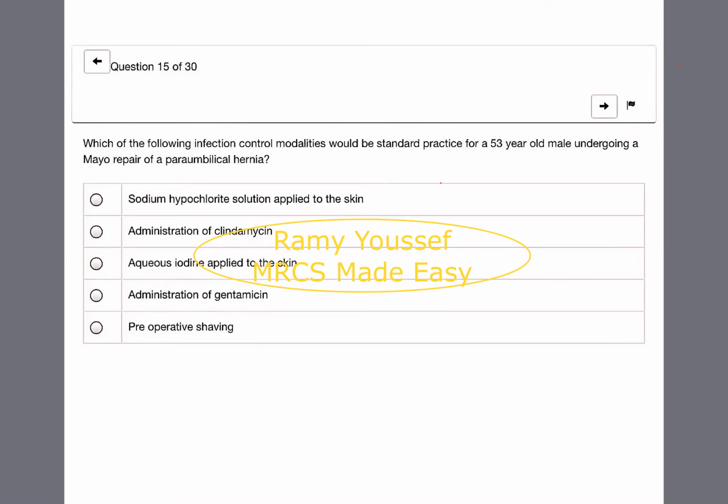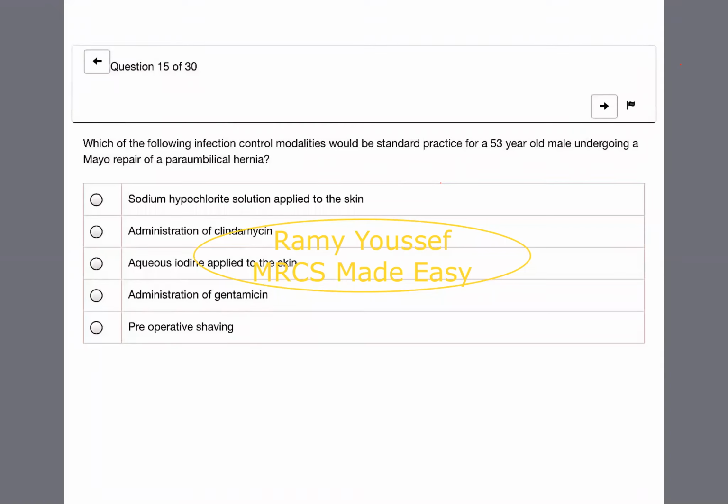It's just extraperitoneal. This is Mayo repair. You know Mayo repair, yeah? So it's an extraperitoneal surgery. Yes, it's an extraperitoneal procedure. So there's no role for antibiotic in Mayo repair. In general, no role for antibiotic in an elective clean operation.